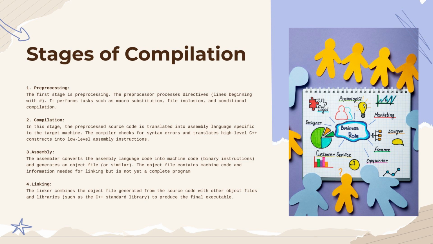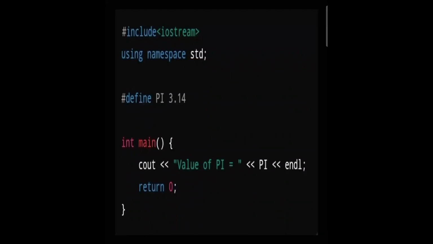Assembler converts these instructions into machine instructions, which is the binary format, and generates an object file, but it is not yet the complete program. And finally, linker links the object file, binary machine code, with the libraries such as C++ standard libraries to produce the final executable. Now we will understand this compilation process with the help of one program that we have written.